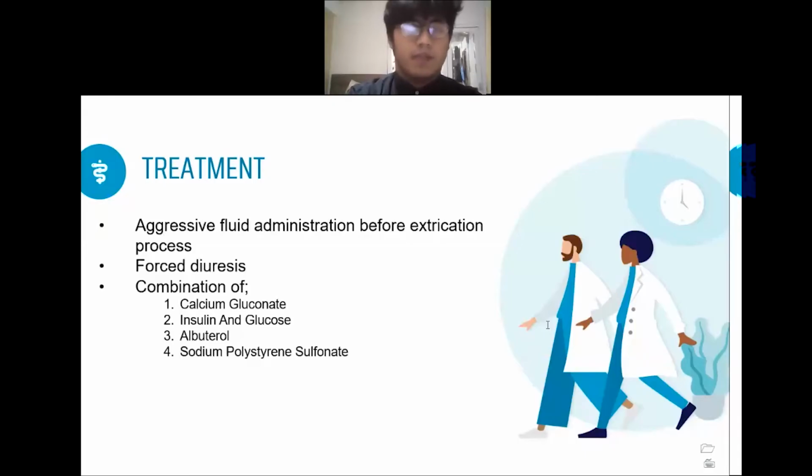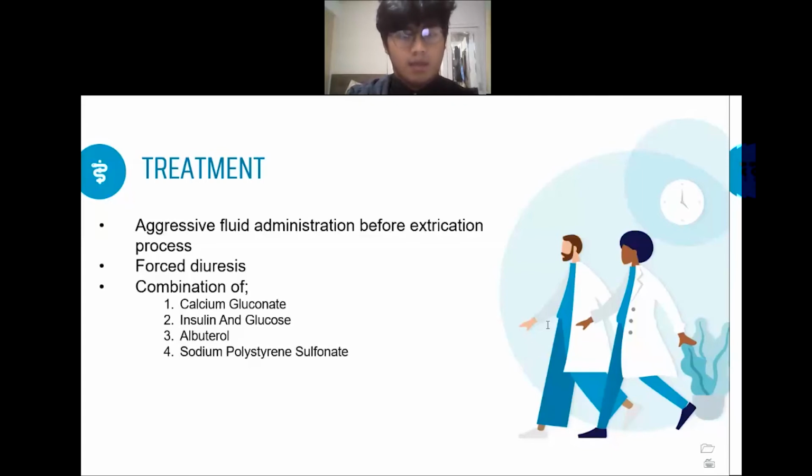Syndrome is aggressive fluid administration using intravenous or intraosseous crystalloid as soon as possible before the extrication process. The goal of fluid administration is to correct hypovolemia, dilute toxic concentrations of potassium, and prevent myoglobin injury to the kidney, all to reduce the risk of developing severe kidney damage and cardiac arrhythmia. Forced diuresis using diuretics or hyperosmotic solutions like mannitol may also be used in conjunction with aggressive fluid administration to prevent renal damage.